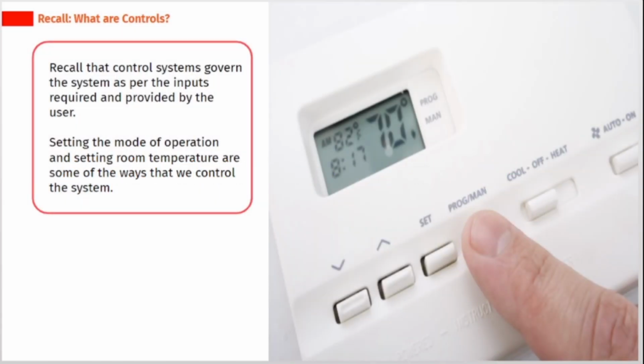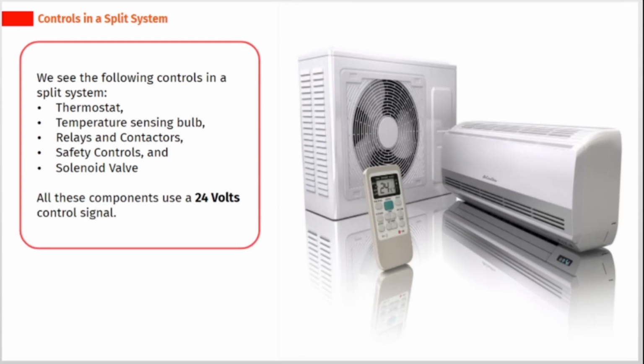Recall that control systems govern the system as per the inputs required and provided by the user. Setting the mode of operation and setting room temperature are some of the ways that we control the system. We see the following controls in a split system: thermostat, temperature sensing bulb, relays and contactors, safety controls, and solenoid valve. All these components use a 24 volts control signal.